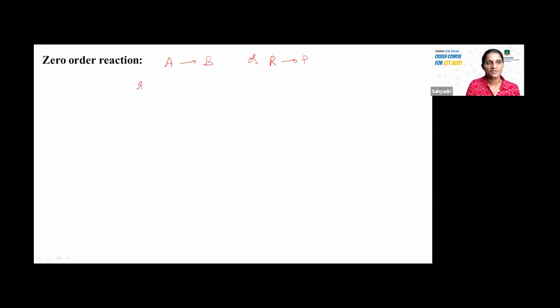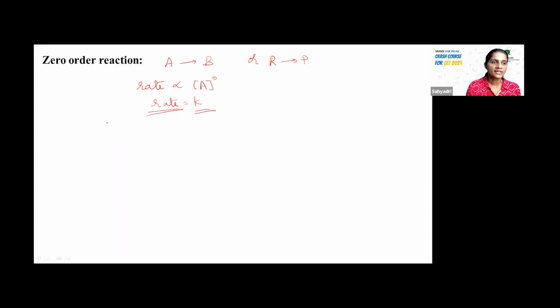Now, the rate of this reaction is proportional to the concentration of A or R raised to the power zero. What is the rate? Rate is equal to K itself, right? Because A to the power zero is one. So rate is equal to K. Now, what is the unit of the rate constant for a zero order reaction? That itself is the units of rate, right? So the unit is moles per liter per second. The units of the zero order rate constant are the rate units itself, moles per liter per second.